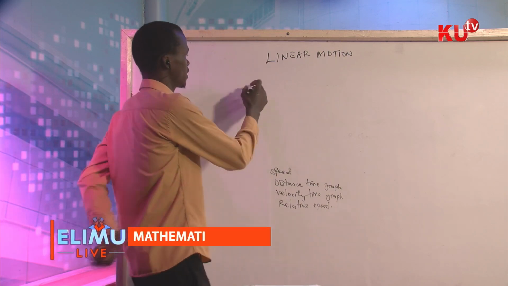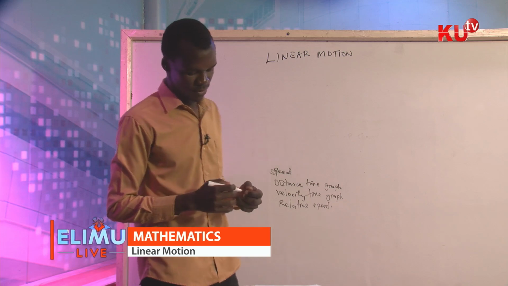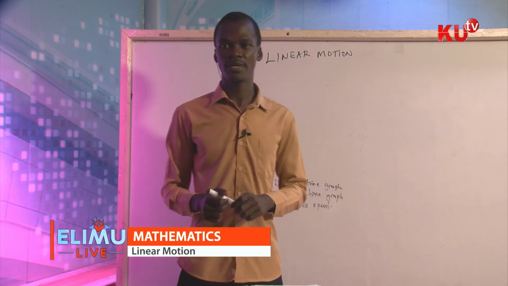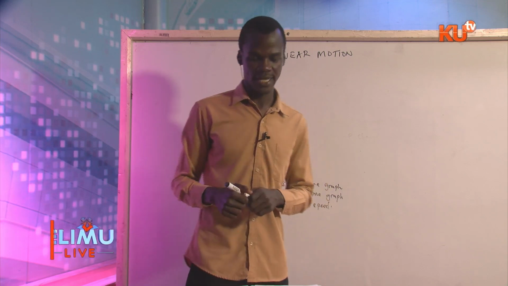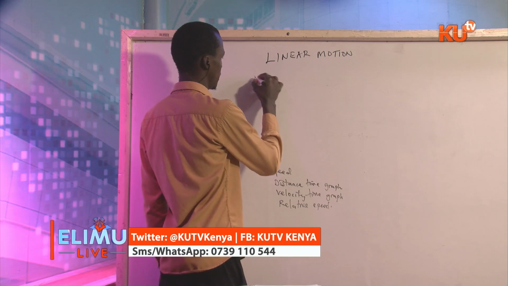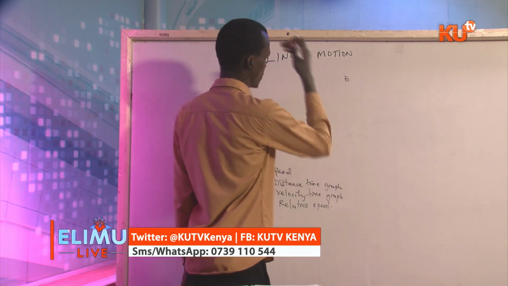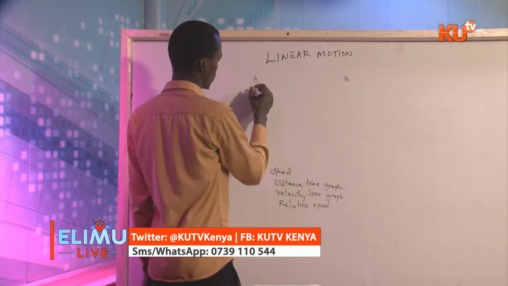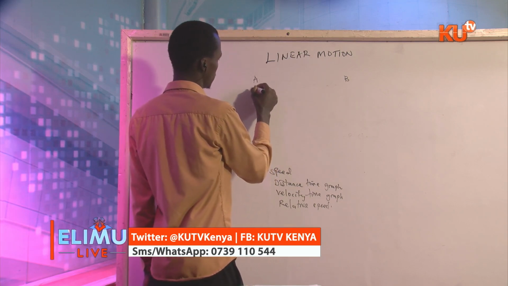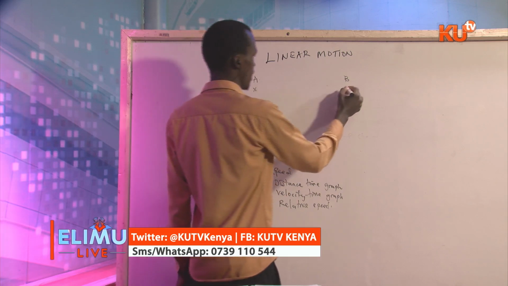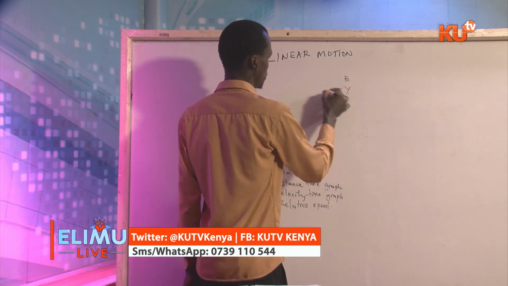Now, relative speed is a measure of speed of 2 different bodies moving either in the same direction or in different directions. For example, if we have point A and point B, we have 2 particles. Particle X moves from point A to point B, and particle Y moves from point B to point A.